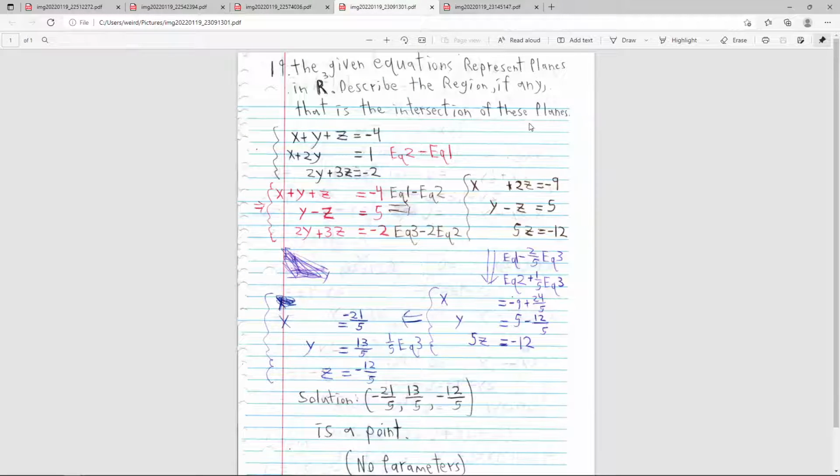Okay, now the given equations represent planes in R3. Describe the region, if any, that is the intersection of these planes. So this is having us define what the intersection is exactly between these three equations, is essentially what it's asking. It's just a fancy way of saying it. You're basically being asked to figure out what the solution is and whether it's a point, a line, or a plane. That's basically what it's asking.